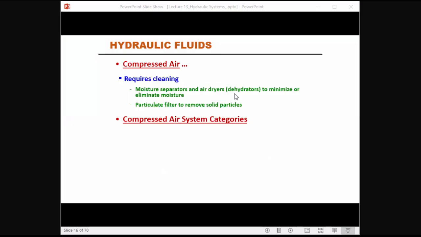Then particulate filters remove solid particles. We need to remove solid particles using filters. These parts you can see in compression. Air compression. Then the compressed air system.